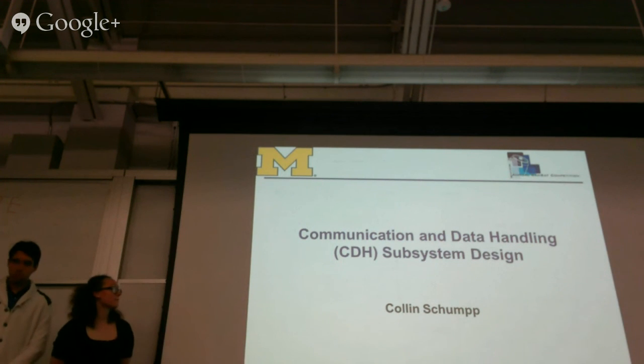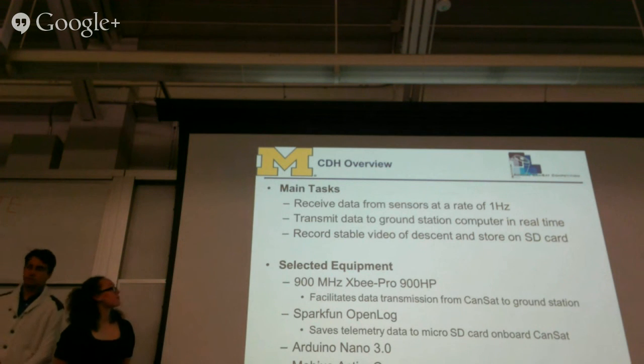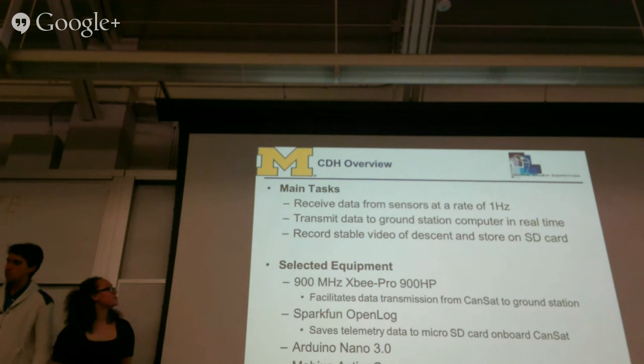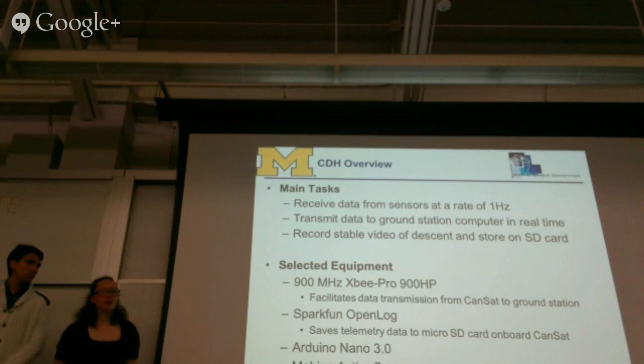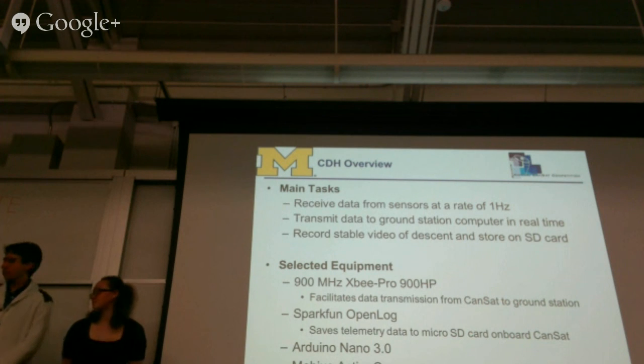Next, this is the communication and data handling subsystem. The main tasks of the CDH subsystem are to receive data from the sensors at a rate of 1 hertz and transmit that data to the ground station computer in real time. It's also going to be recording the stabilized video, storing that on an SD card on board.